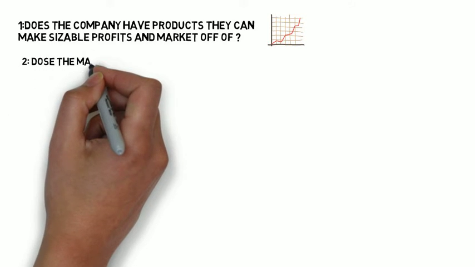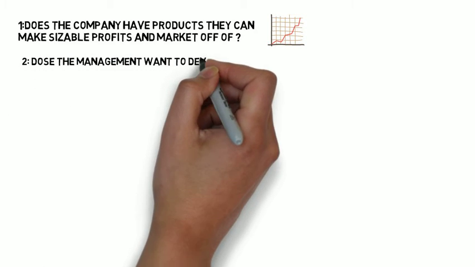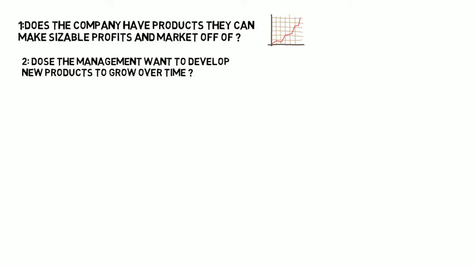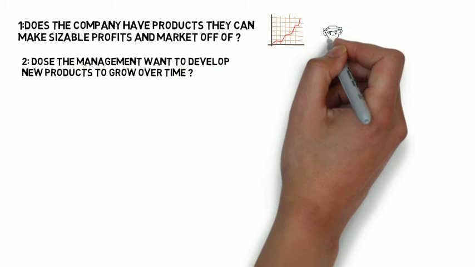Number 2, does the management want to develop new products to grow over time? Basically saying that he wants them to make sure that they are always in the loop and always up to date in their sector and always trying to innovate.